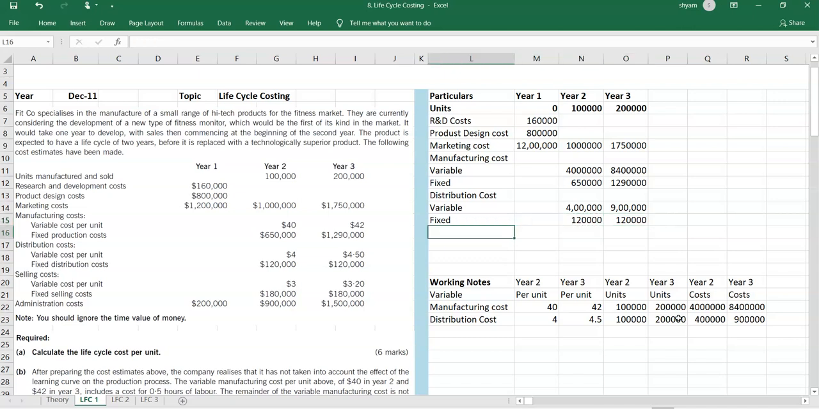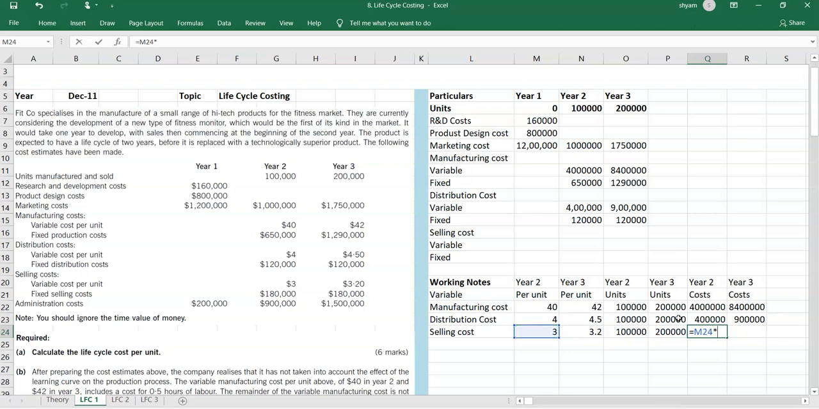Then we have selling cost, and again we have variable and fixed. So variable we have to work out. Variable is 3 per unit and 3.2 per unit. Units are going to be the same. And what is the cost?